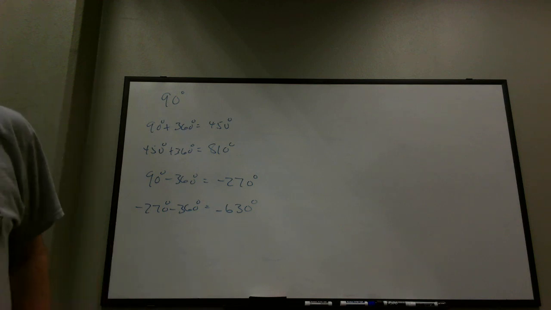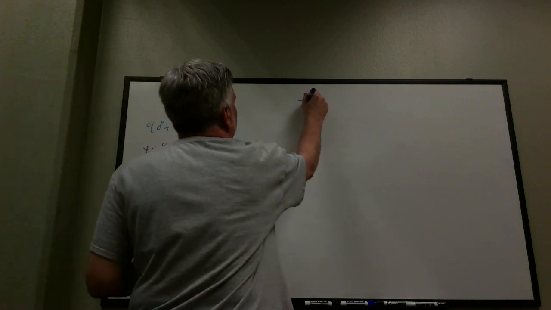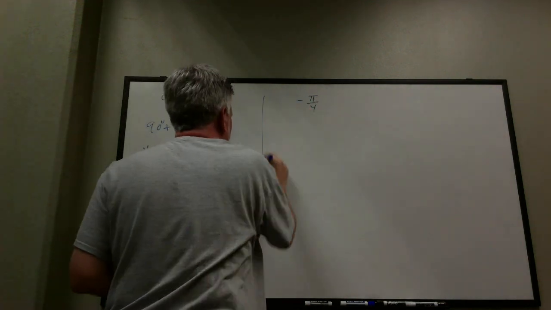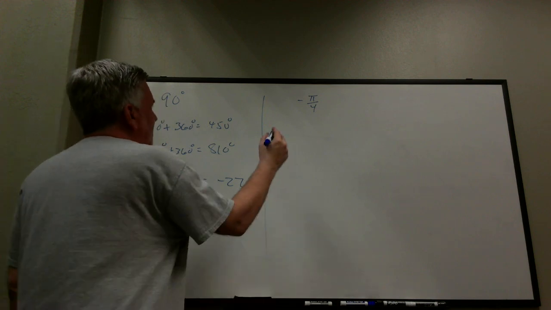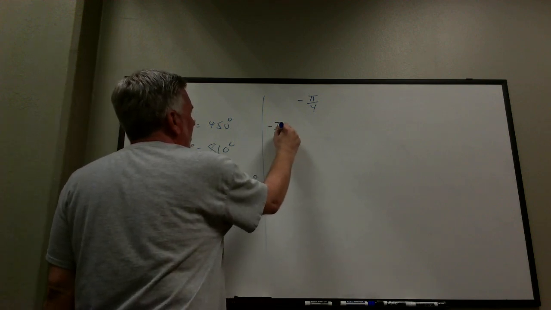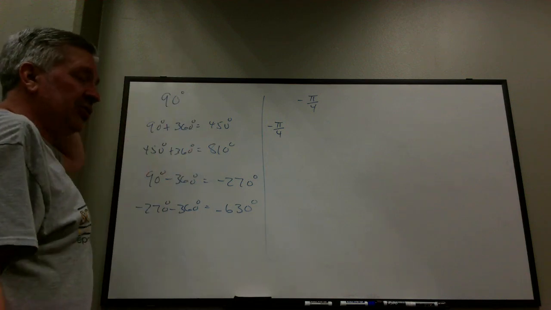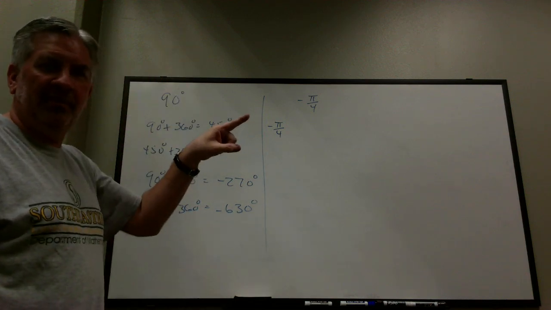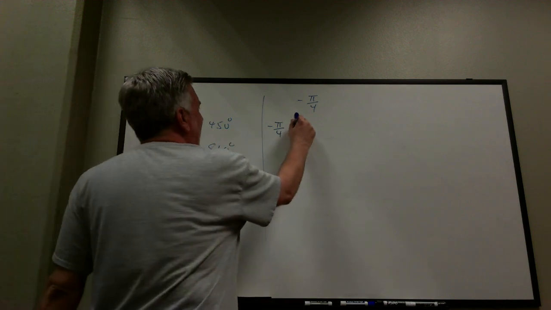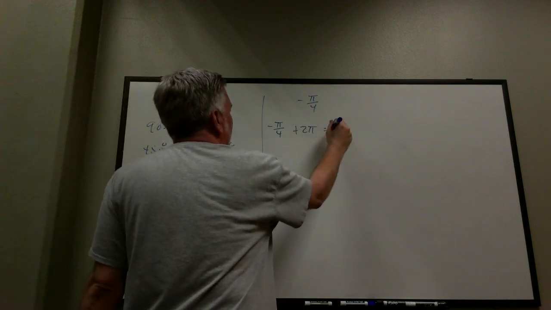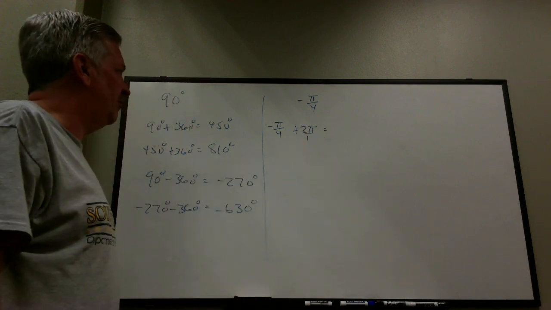Now it says do the same problem with negative pi over 4 radians. So it's a negative angle here. So I'm at negative pi over 4. Now what do we have to add to that to go all the way around? Remember, 2 pi radians was one complete revolution. So instead of adding 360 degrees, we're going to add 2 pi. Now again, we're going to have the fraction issue. Think of the 2 pi as over 1.